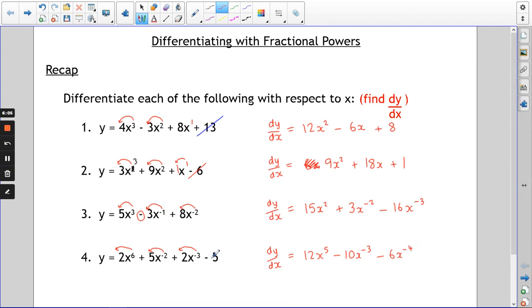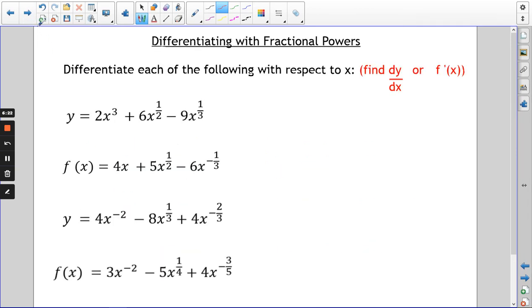And any number term on the end there, any constant term, just disappears off the end when you differentiate. Okay, it does cause a problem when we integrate, but that's for another day. Okay, so hopefully you got all those right. So let's move on now to fractional powers.